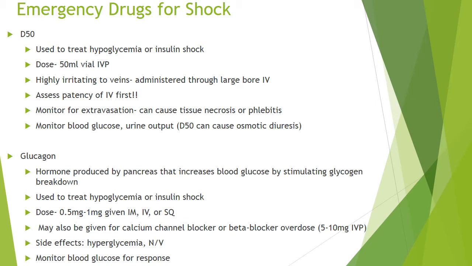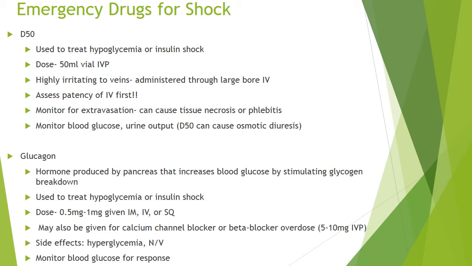We want to assess the patency of our IV first, because if it does infiltrate, it can cause tissue necrosis or phlebitis. We want to make sure we monitor blood glucose before and after administration, as well as our urinary output, because D50 can cause some osmotic diuresis, so our output might increase.